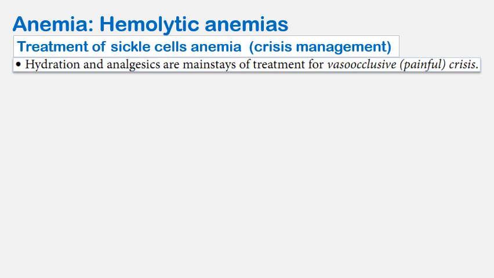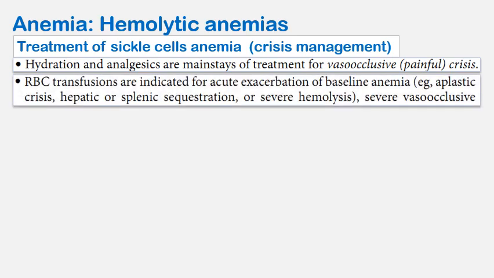Severe pain requires very potent analgesic agents like morphine and fentanyl to reduce the pain associated with the crisis. Hydration maintains the circulation, washes out the cell debris from the circulation, maintains the perfusion to the organs and reduces the incidence of infarctions. RBC transfusion is indicated for acute exacerbation, like in aplastic crisis, hepatic sequestration, or severe hemolysis.